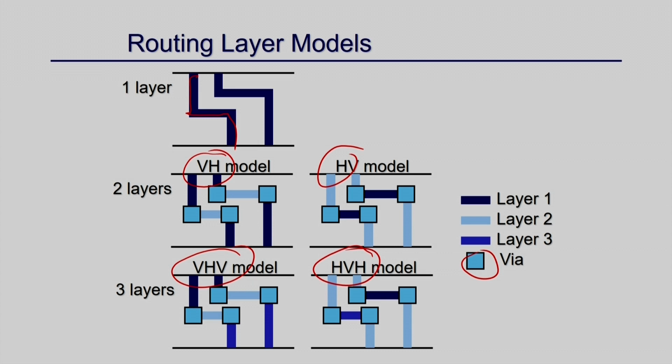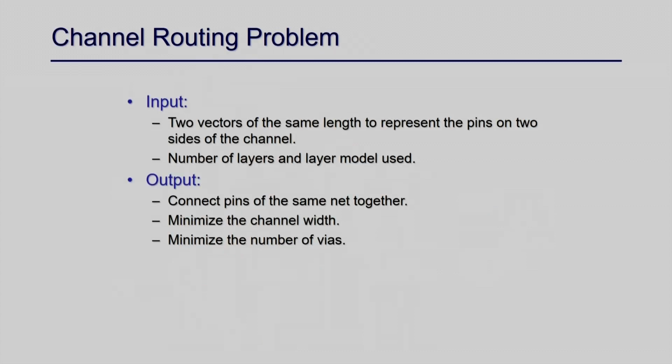Again, I am not going into detail of this, but when you are working on the channel routing problem, this terminology should come to you, right. And your channel routing problem is, as I mentioned, that there are 2 vectors of pins of the same length, the pins are given on 2 sides of the channel, and the number of layers is given, whether it is a VH model, HV model, or HVH model, and that is also given, and the pin numbers.